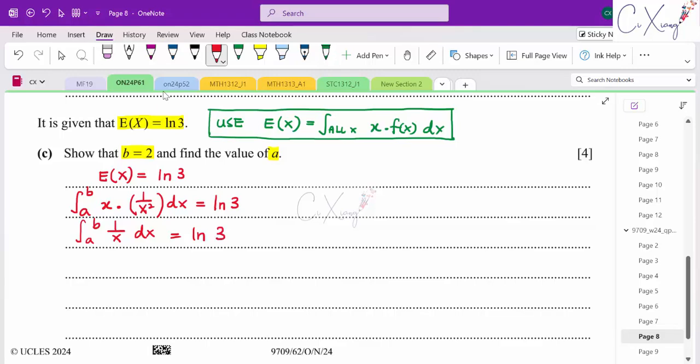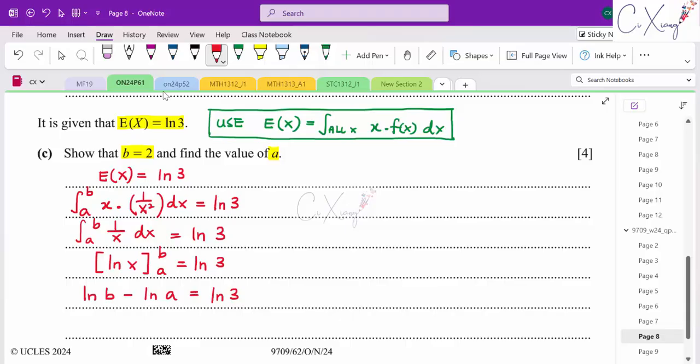Right? And now, how can I integrate 1 over x? So 1 over x basically is ln x. And then b, a equals to ln 3. You want to substitute ln b first, then substitute ln a equals to ln 3.